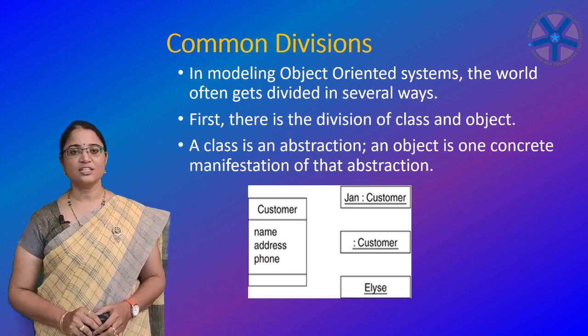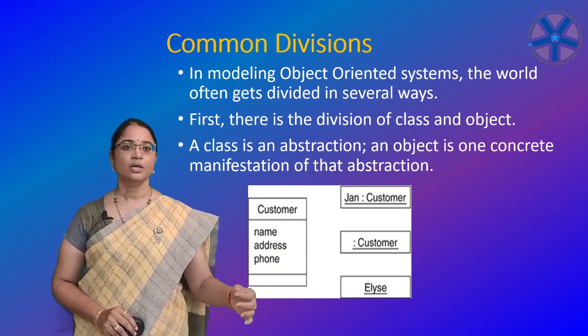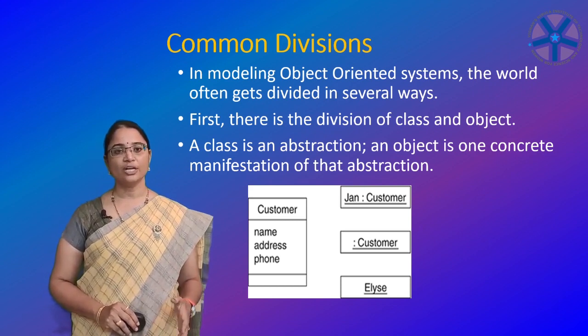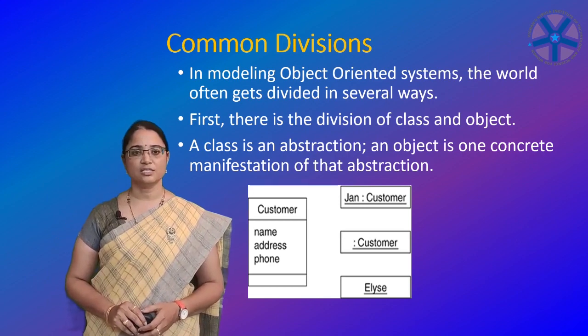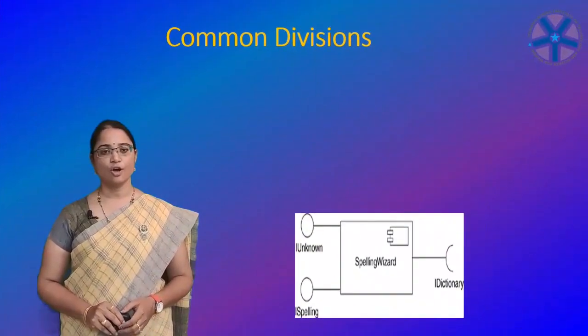Here, the object is nothing but an instance of class. So, the dichotomy is class and object. If you take use case, it will have use case executions. If you take component, it will have component instances. If you take node, it will have node instances. This is regarding the separation between the class and the object.